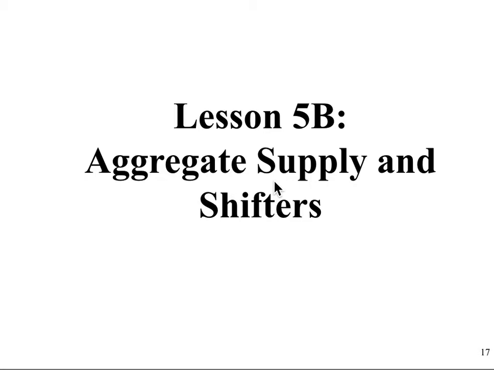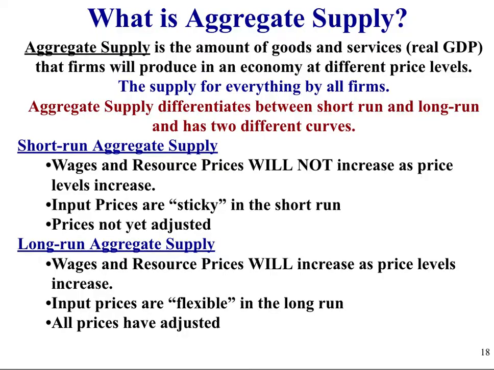So we just ended with aggregate demand and shifters, and now we're going to talk about aggregate supply and shifters. So what is aggregate supply? We're still using the same definition for aggregate, so all of those small little parts added into a whole, but now we're talking about supply: the amount of goods and services that firms will produce in an economy at different price levels.